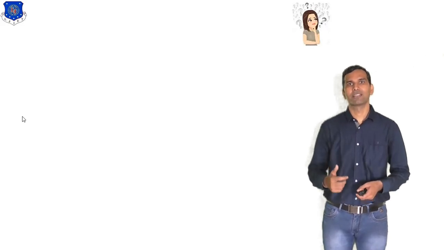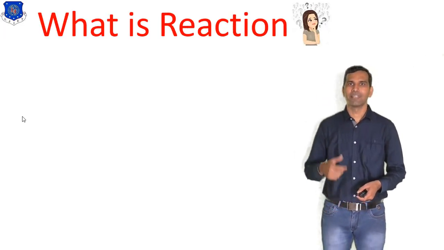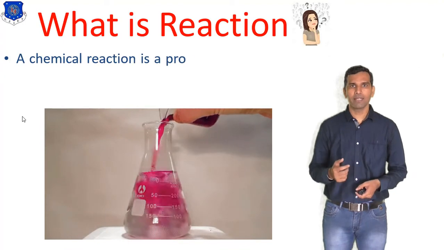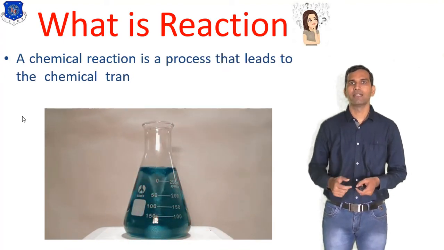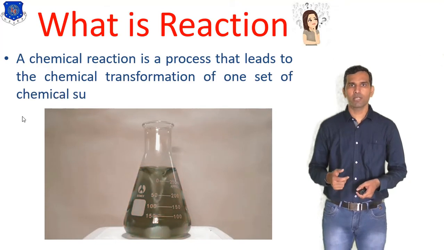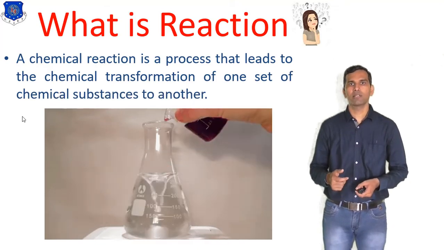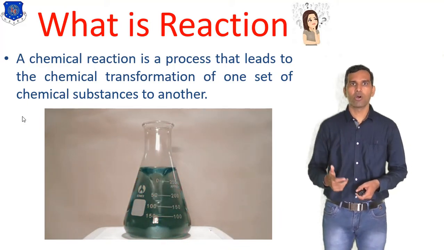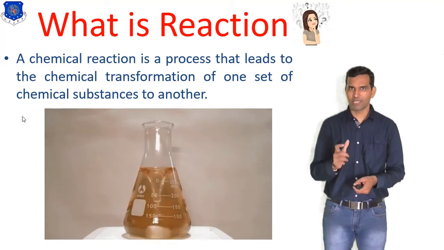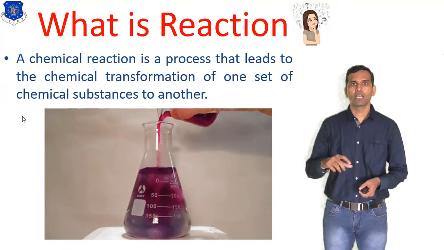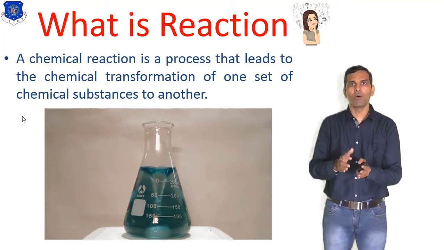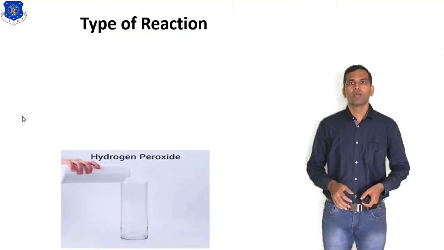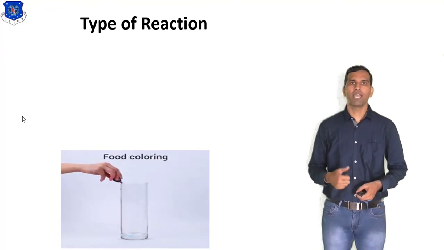So first, a question comes to our mind: what is a reaction? The answer is: a chemical reaction is a process that leads to the chemical transformation of one set of chemical substances to another. So this is the definition of a reaction. Now we discuss the different types of reaction.